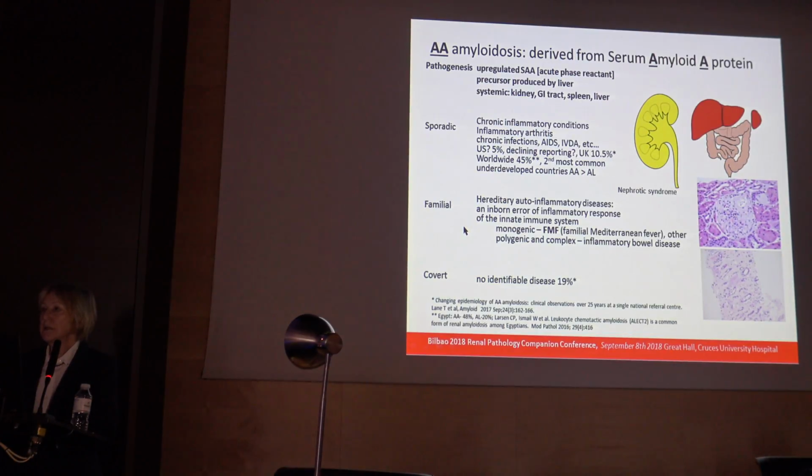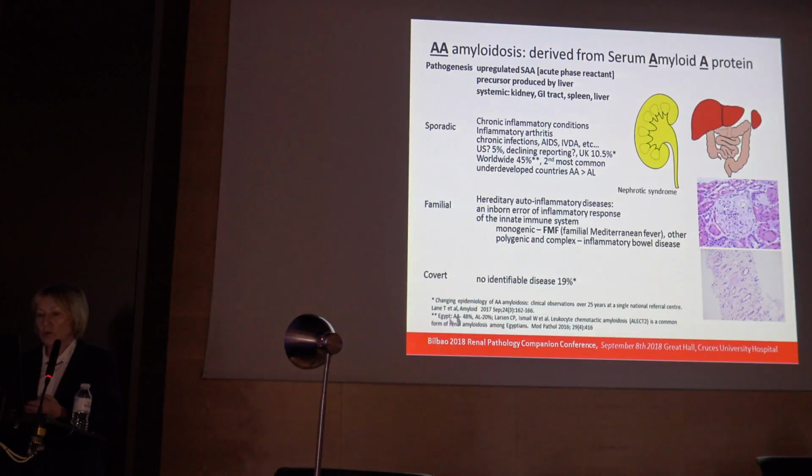It is important to keep in mind that there is a group of disorders where we may have familial AA amyloidosis, okay? And here we have mutations in the proteins which are handling inflammation as a part of the innate immune system. Some of them are monogenic, others are polygenic. The best known, at least in this part of the world, is familial Mediterranean fever, but there are also others. Polygenic will be inflammatory bowel disease.